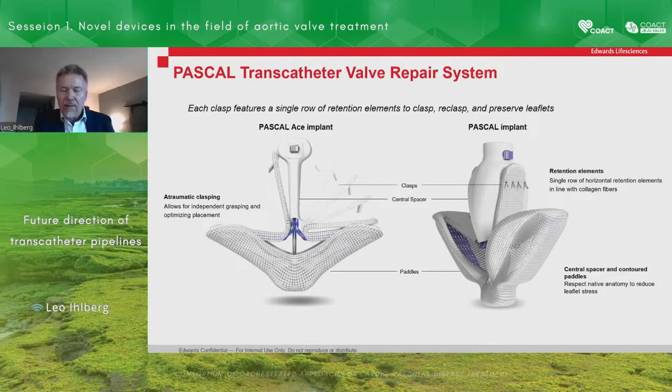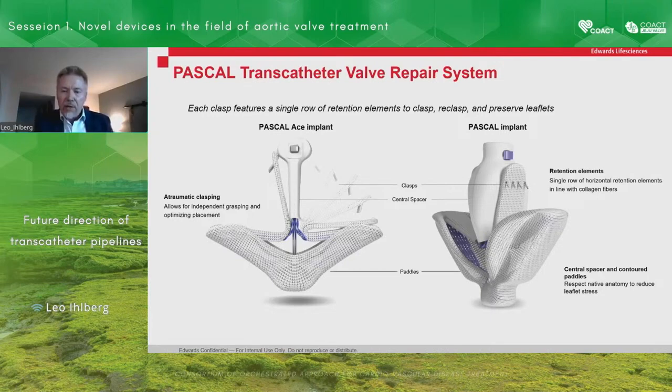The whole implant is nitinol based. It doesn't have any hinges or mechanical locking. It's heat set in a fashion that it closes on itself. It's physiological, allowing some motion throughout the cardiac cycle.